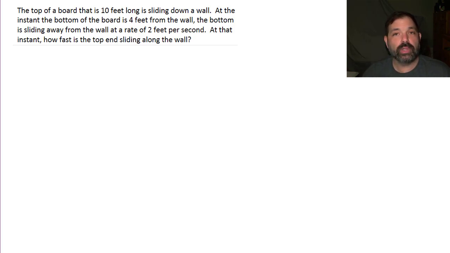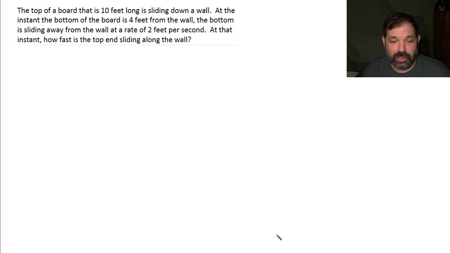So now would be a great time to pause, try to draw a diagram for this problem, and see how you could approach it. Alright, so I hope you took a few moments to try and draw something for this. Now, if you haven't seen this problem before, it might be hard to conceptualize what's going on.